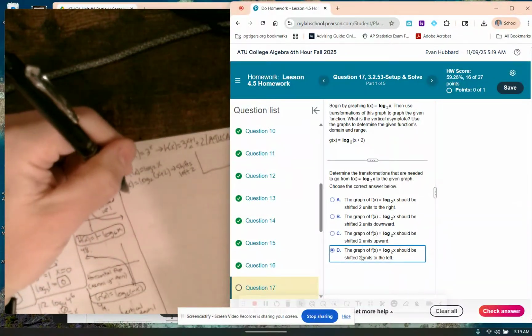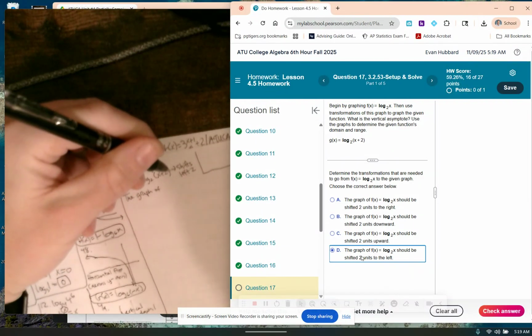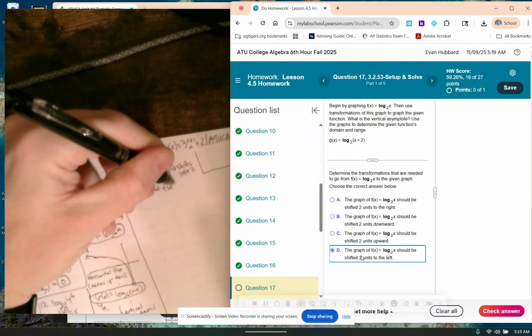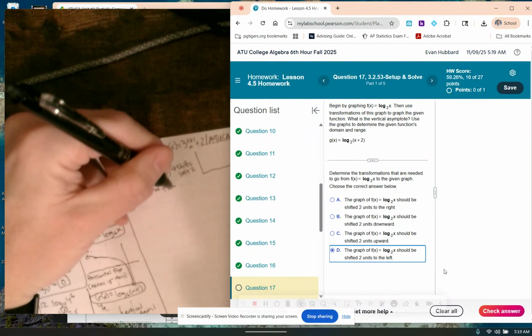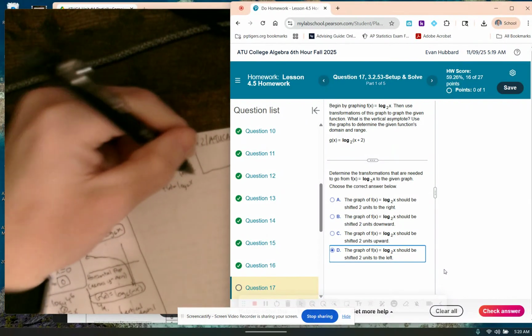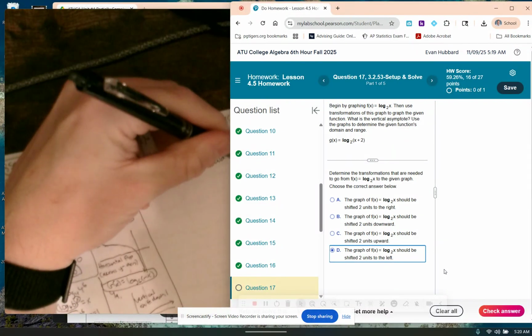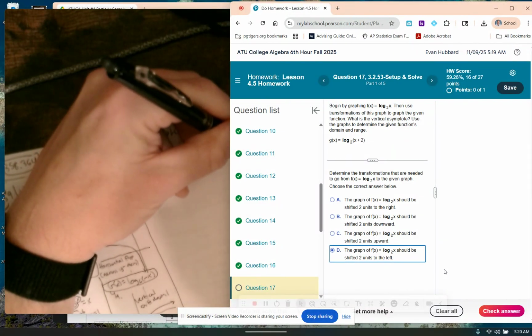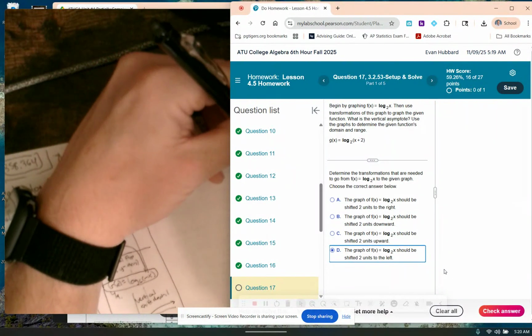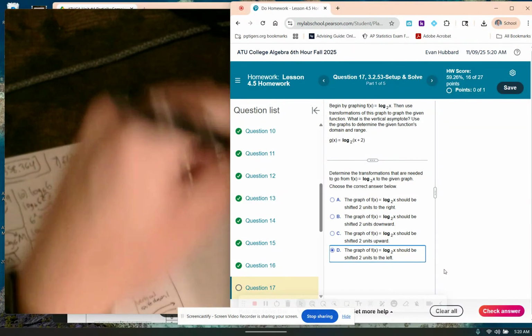So the graph of f of x equals log base 2 of x should be shifted 2 units to the left. Okay.